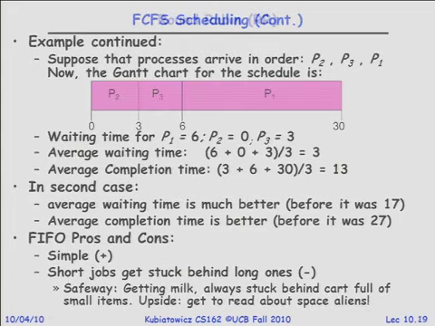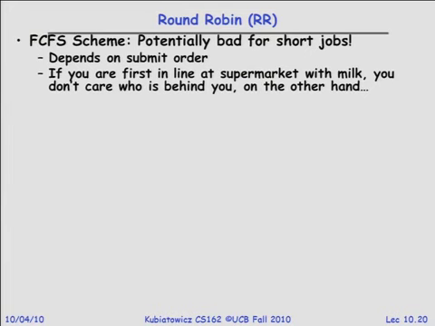So an alternative possibility here is the round-robin scheduler. First come, first served is potentially bad for short jobs, as you just saw here, right? So a short job is getting milk and being stuck behind the long something, right?